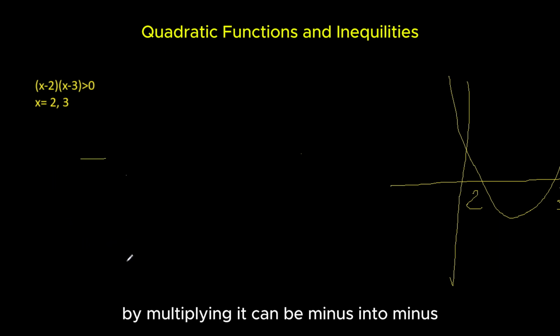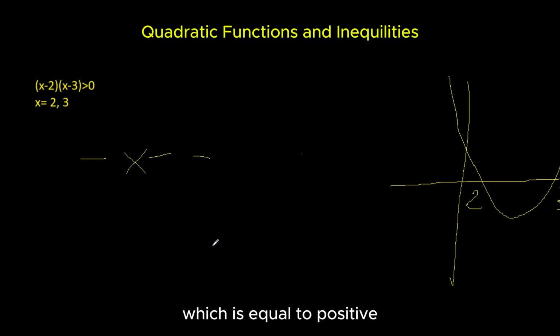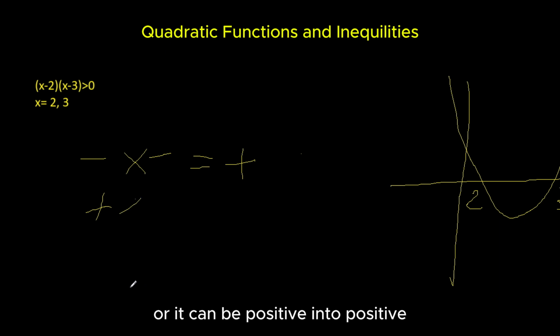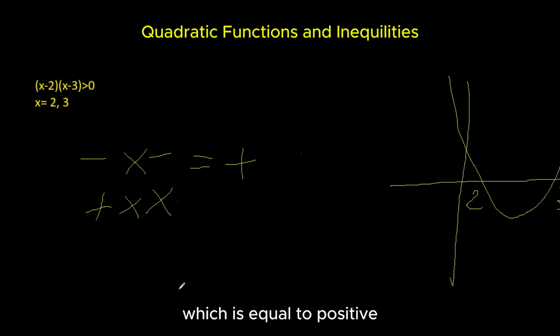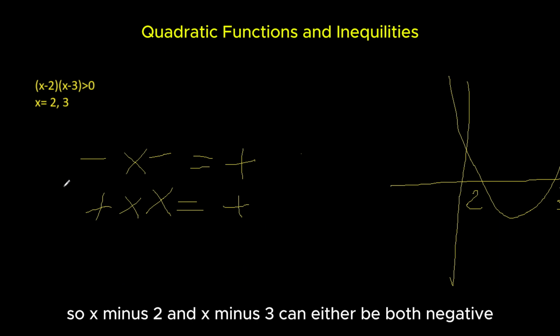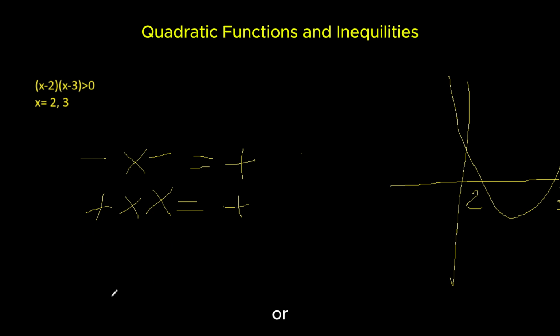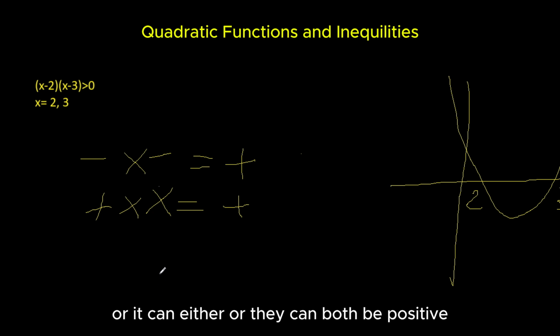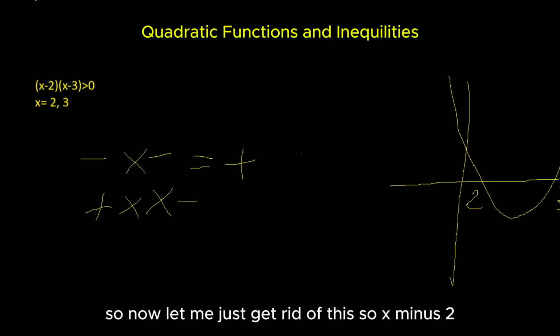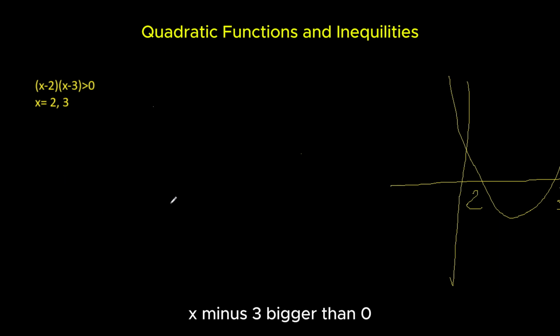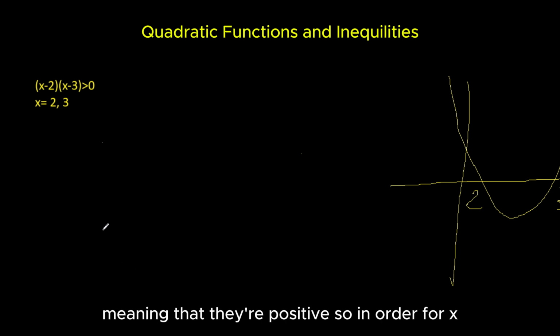It can be minus into minus, which is equal to positive, or it can be positive into positive, which is equal to positive. Okay, remember that. So x minus 2 and x minus 3 can either be both negative or they can both be positive. Remember that. So now let me just get rid of this. So x minus 2 and x minus 3 greater than 0, meaning that they're positive.